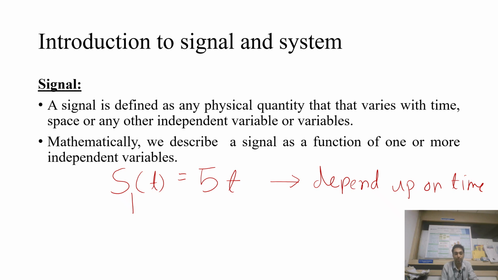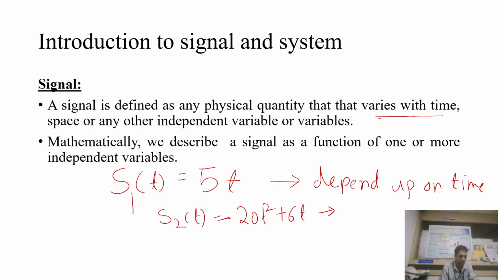Similarly, you can see if I write an example S2 of t, S2 of t is equal to 20 t square plus 60. So it also depends upon time. So what I said, the physical quantity that varies with time, space or any other independent variable. Here it is time, so it is an equation.